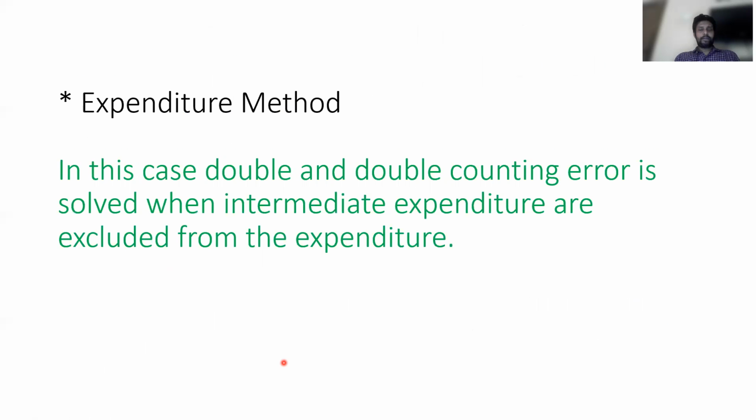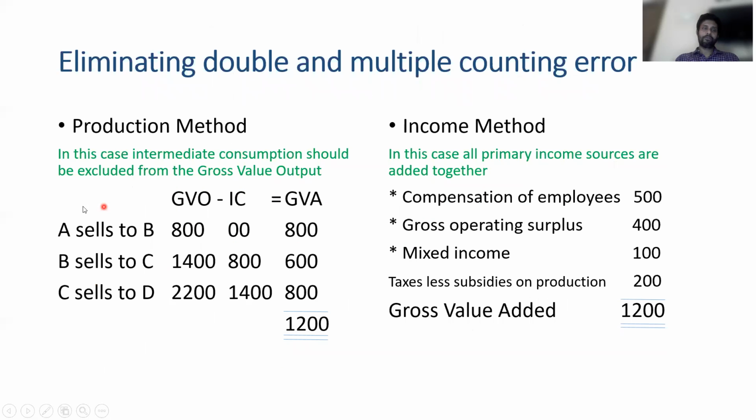Then the expenditure method, before that, eliminating double counting and multiple counting errors under the production method and income method. Under the production method, we already understood the approach: GVO minus IC, intermediate consumption. In the previous example, agriculture farmers had 10,000 worth of output, but 1,000 was used as fertilizer expenditure. Then remove 1,000 from 10,000, and it is 9,000 worth of output. It is called value added.